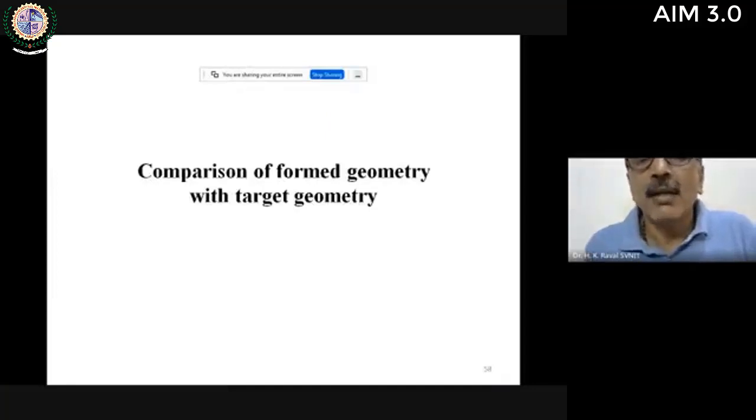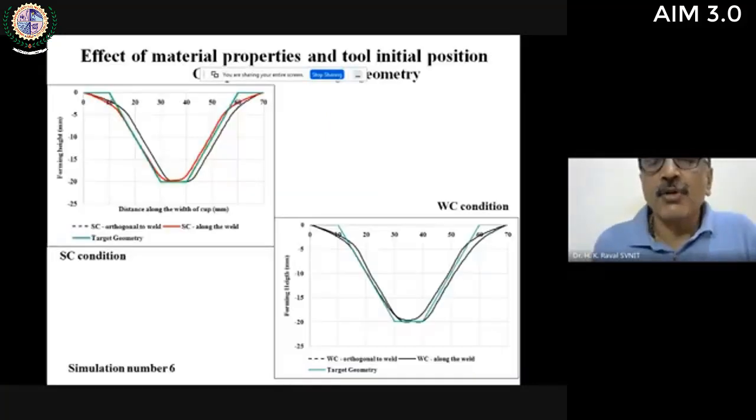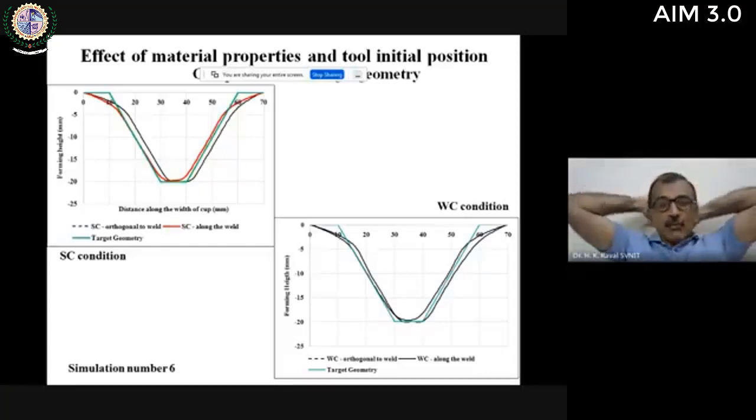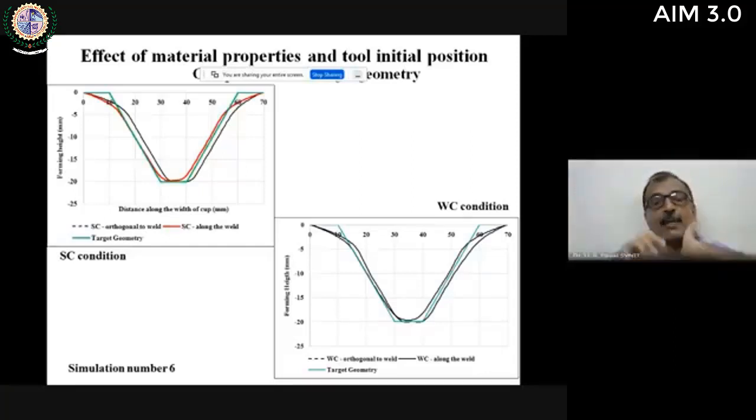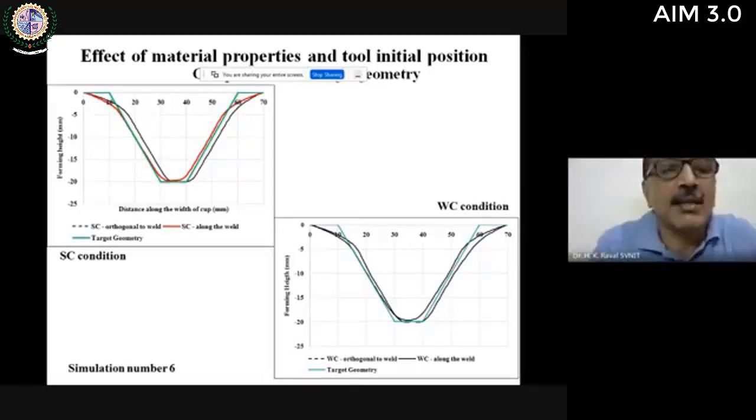Then we did the comparison of geometry also. Geometry comparisons are based on the tool starting point. Four different tool starting points are compared for the shape of the geometry obtained, and you can notice that the shape of the cup which is formed deviates much if it is measured orthogonal to the weld.